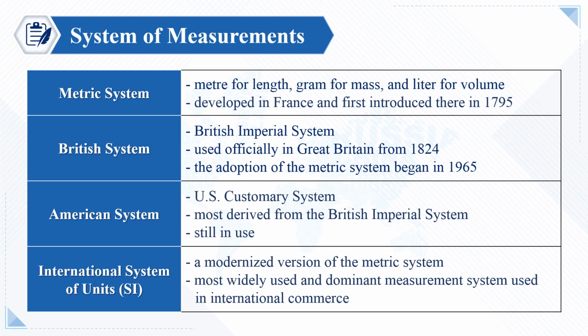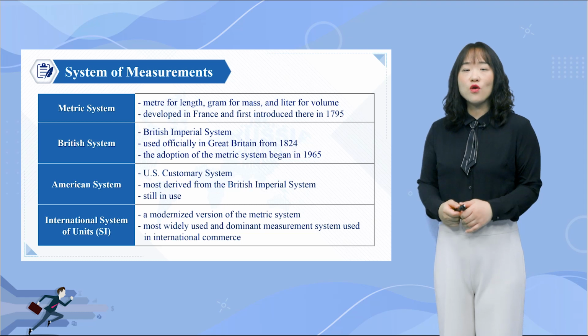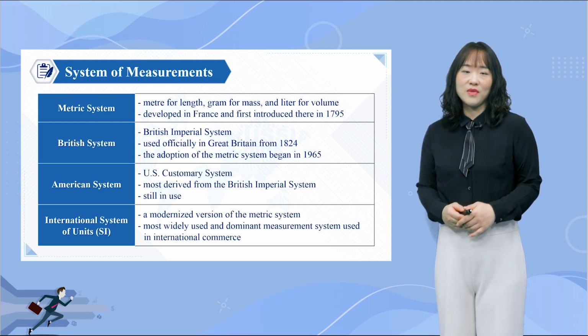British system, also called British Imperial System, is the traditional system of weights and measures used officially in Great Britain from 1824 until the adoption of the metric system beginning in 1965. Though Britain is officially on the metric system, imperial units are still widely used and now legally defined in metric terms.